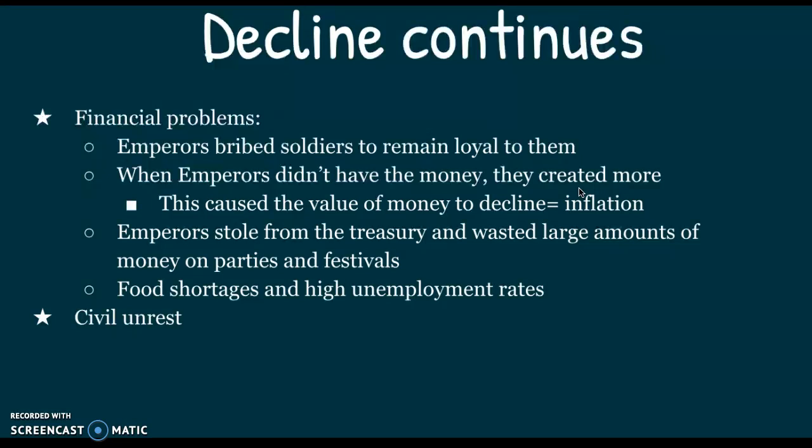Financial problems. Emperors are going to bribe soldiers to remain loyal to them. We talked about how Julius Caesar, and then the emperors after him, gave land to the military if they fought for him.